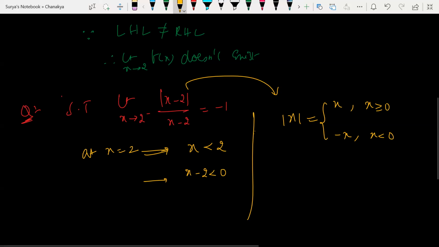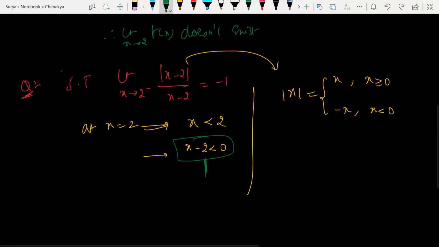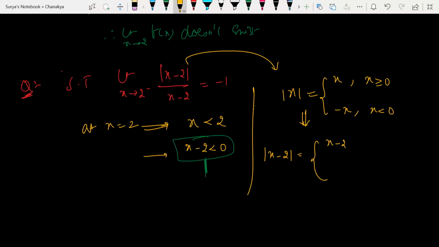Look, I have x less than 0 here. In place of x, in fact, I have x minus 2. Here x minus 2 is less than 0. Then what exactly should my function be? Modulus of x minus 2 is going to be x minus 2 when x is greater than or equal to 2, and minus of x minus 2 when x is less than 2.